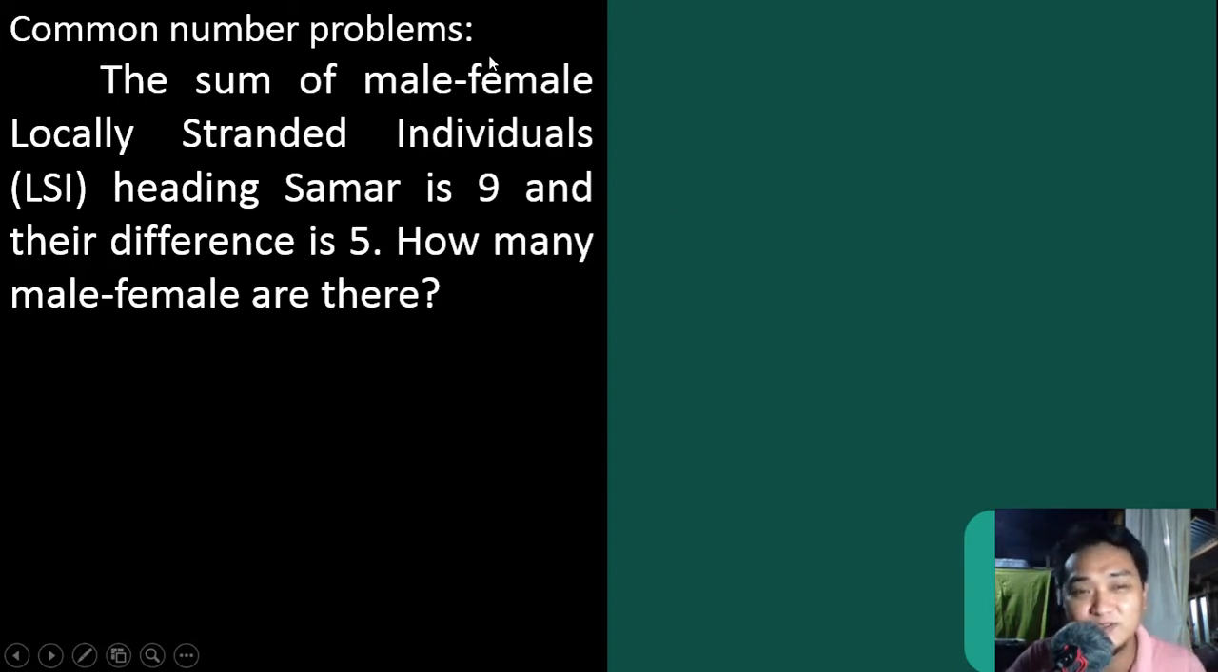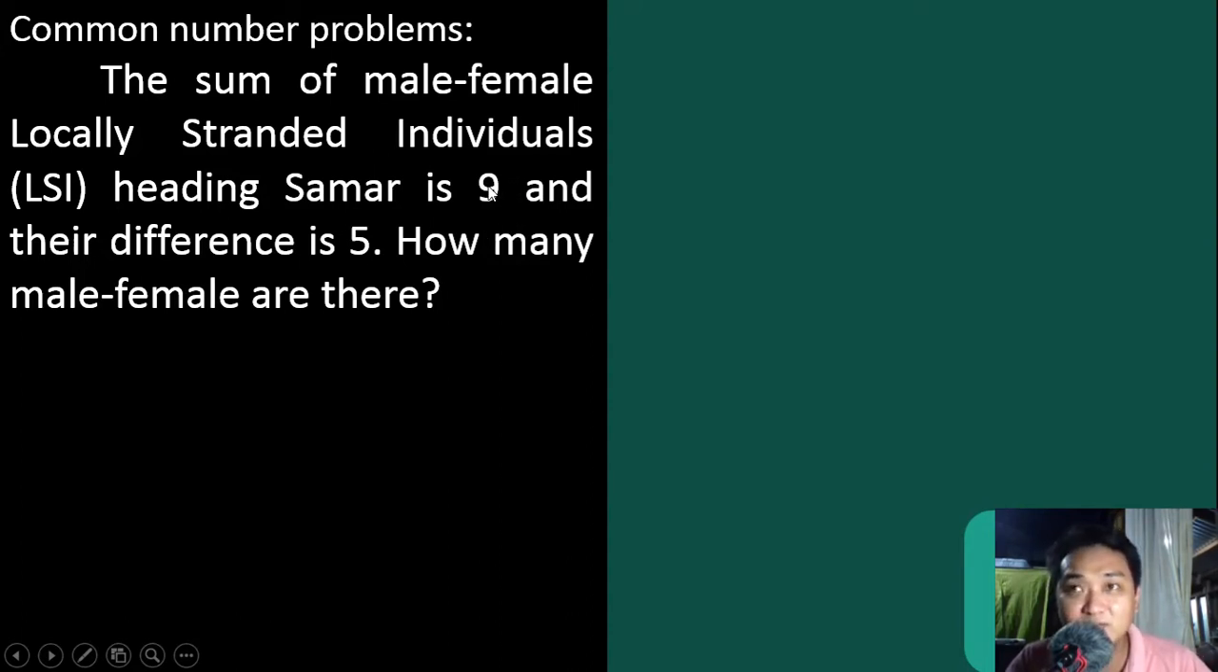Napaka-common itong problem na to, it has something to do with number problems. At dito natin malalaman kung paano rin ina-apply yung concept ng system of linear equation at kung paano siya nakakatulong on how to solve these kinds of problems. So let us have first this problem: the sum of male, female, locally stranded individuals or LSI heading Samar is 9 and their difference is 5. How many male, female are there?